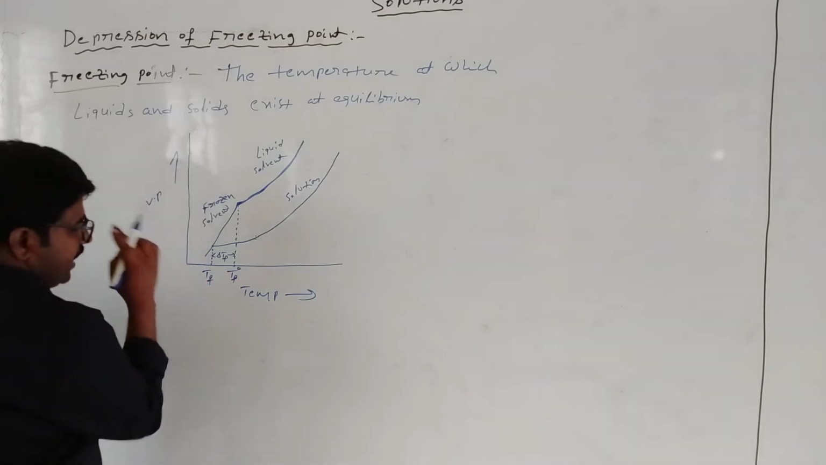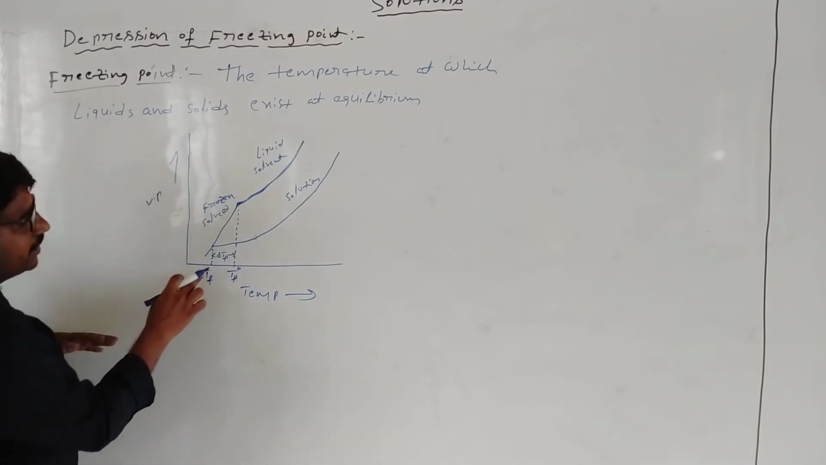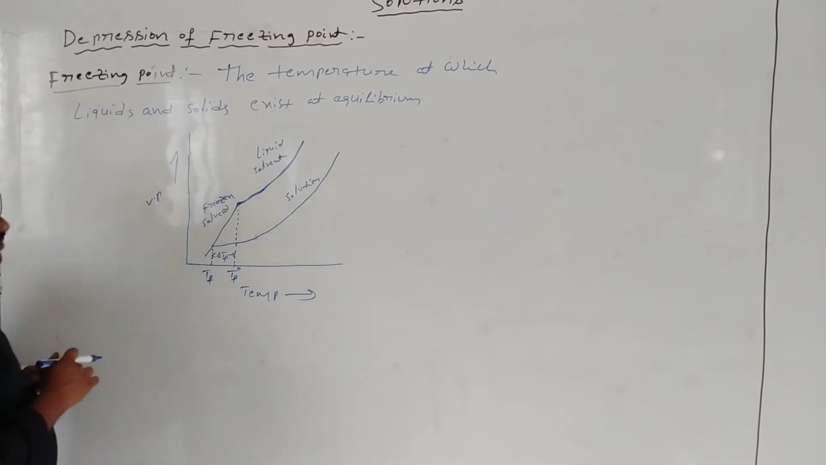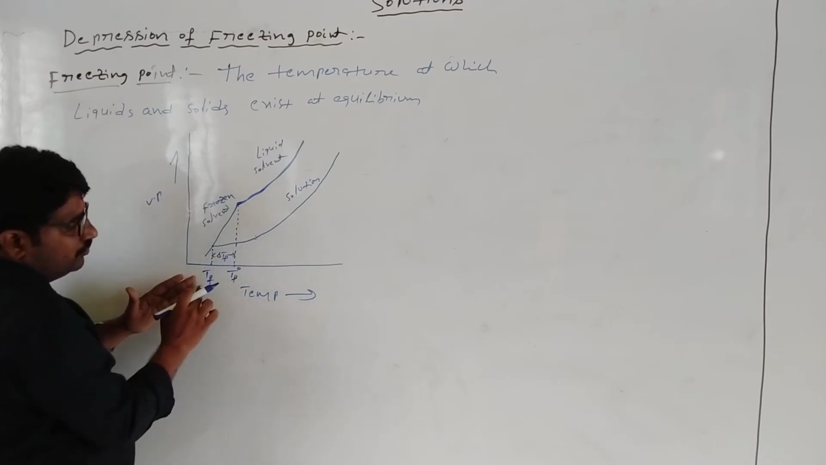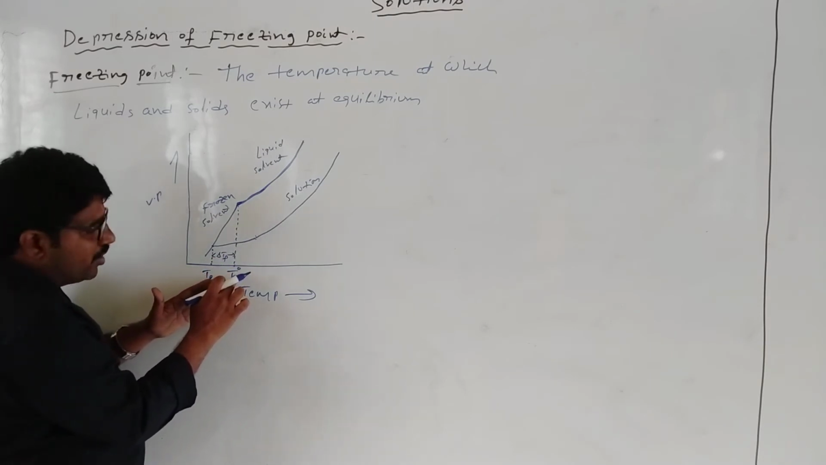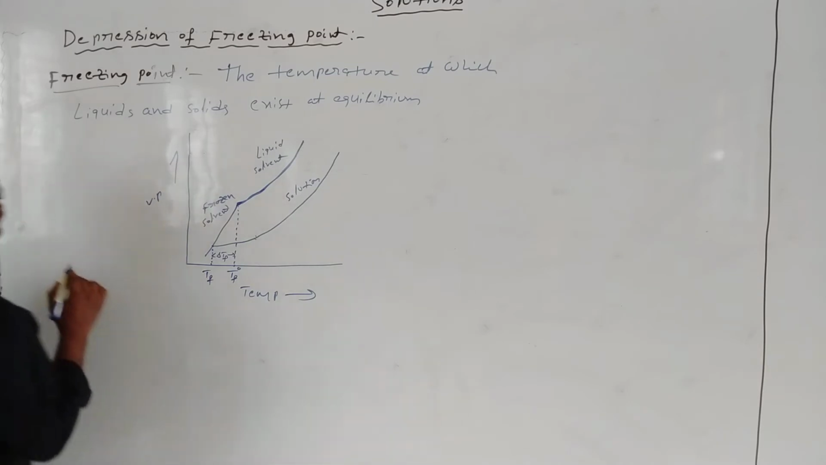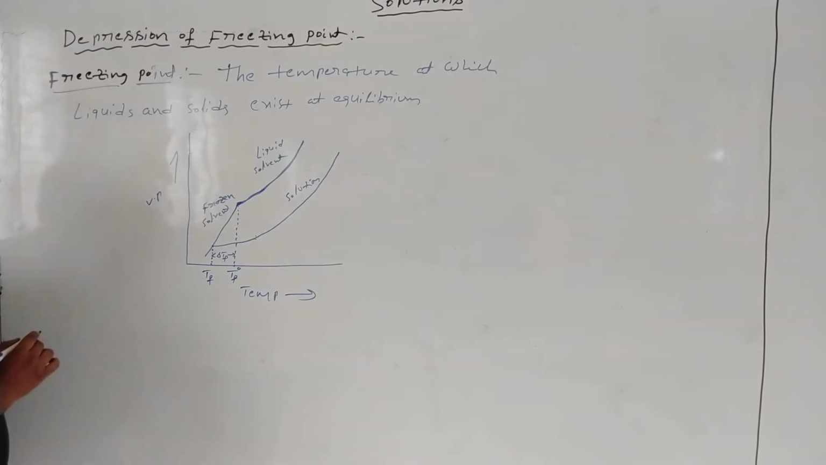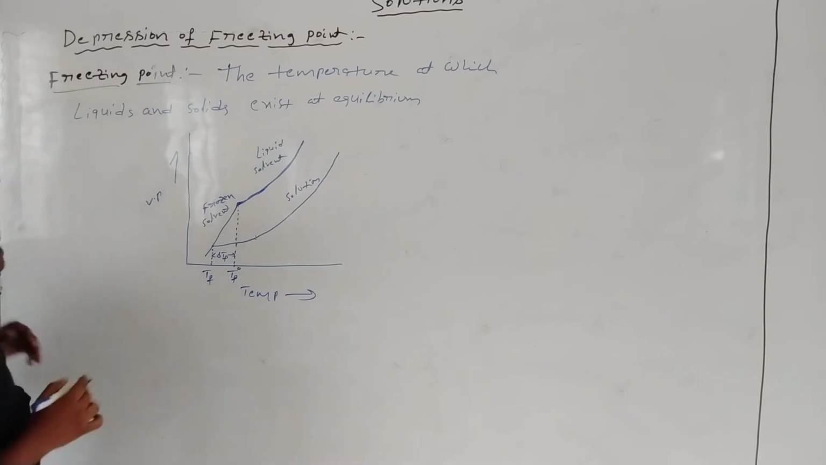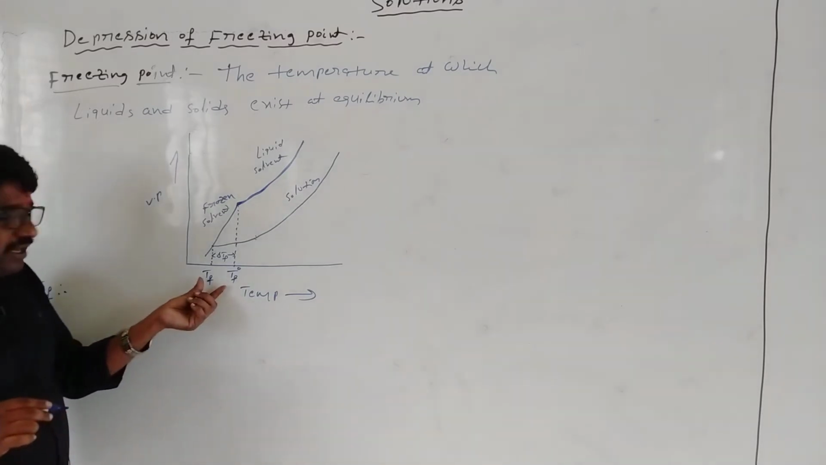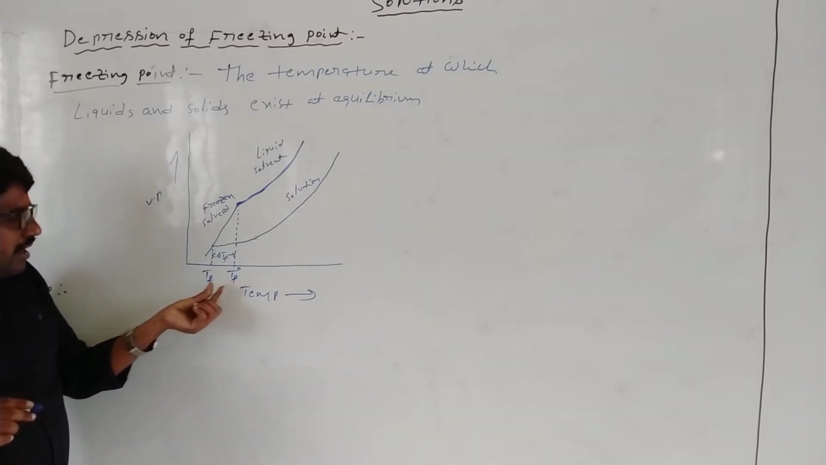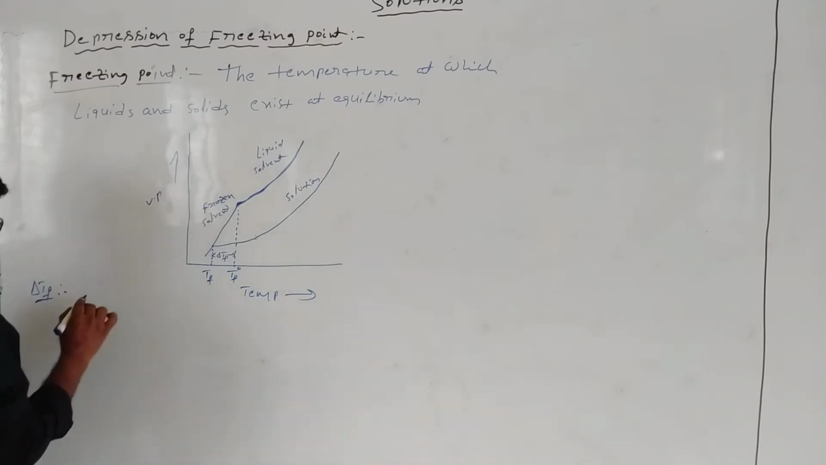Now out of these two, which one has the lower freezing point? That is the solution, no? Which one has the higher freezing point? The solvent. Now, how to define depression of freezing point? Delta Tf, depression of freezing point, is the difference between the freezing point of solvent and the freezing point of solution.